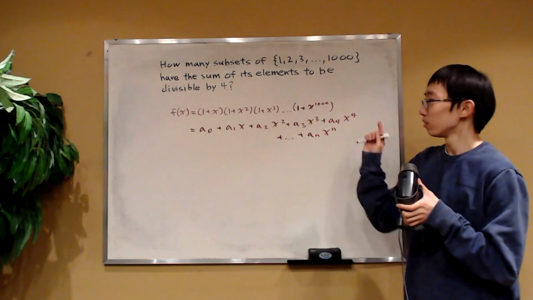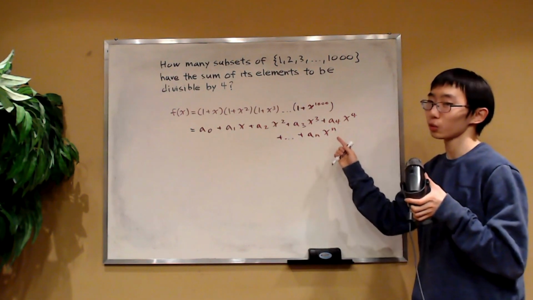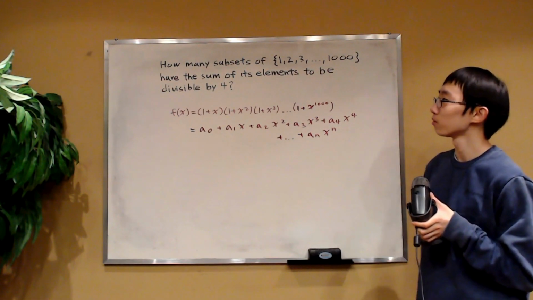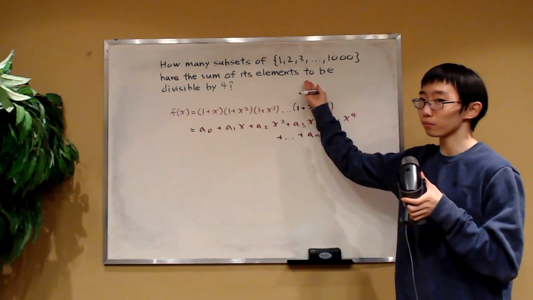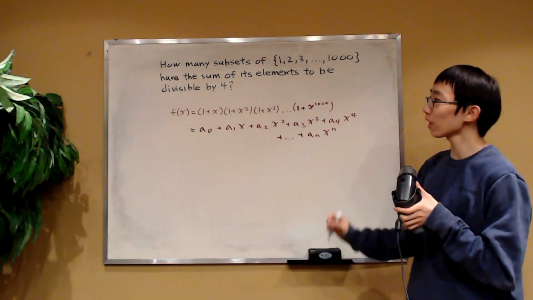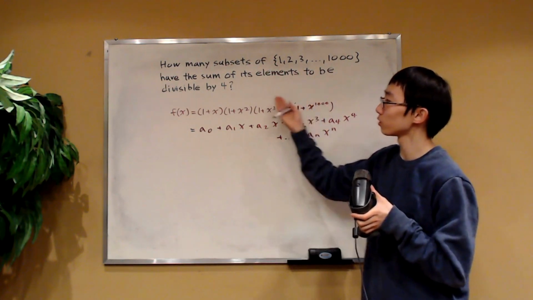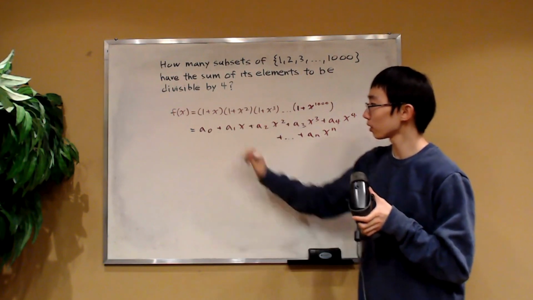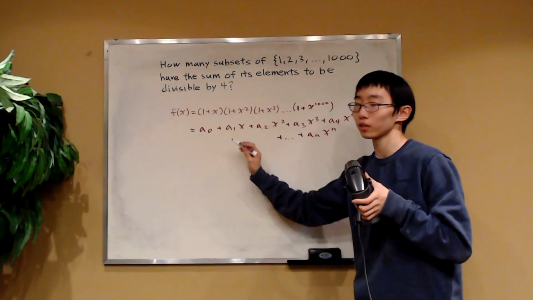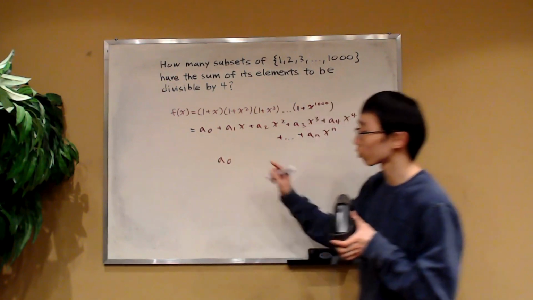Now, notice this. We don't know the coefficients. Yes, that's true. We do not know the coefficients exactly. However, notice that this problem doesn't require us to get any specific coefficient. In fact, it's just asking for the number of subsets where the sum is divisible by 4. So this a0 over here counts because the sum is 0, right? And 0 is divisible by 4. So this a0 counts towards our total count.